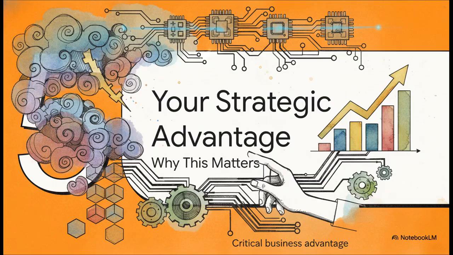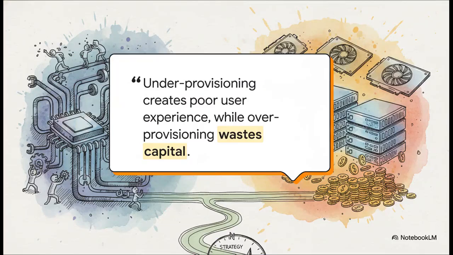So after all of that, why do we go through all this trouble? Because getting your resource allocation right isn't just a fun technical puzzle to solve. It's a massive business advantage. This quote from the source material just hits the nail on the head. The stakes are incredibly high. If you under-provision, you get bottlenecks, you get a terrible user experience, and innovation slows down. If you over-provision, you're literally just throwing money away on hardware that's sitting idle. Strategic planning is how you walk that very fine line.